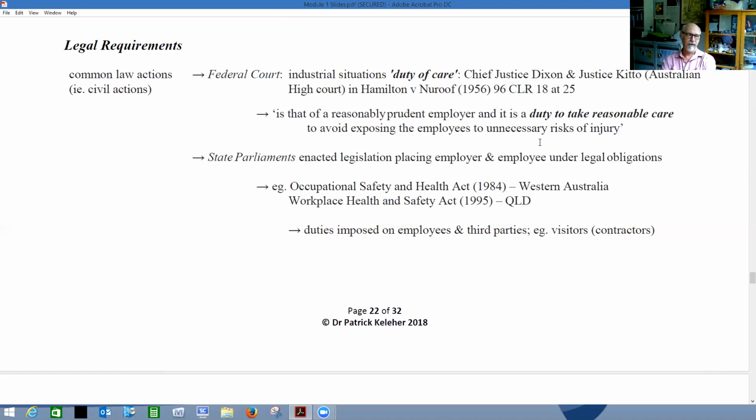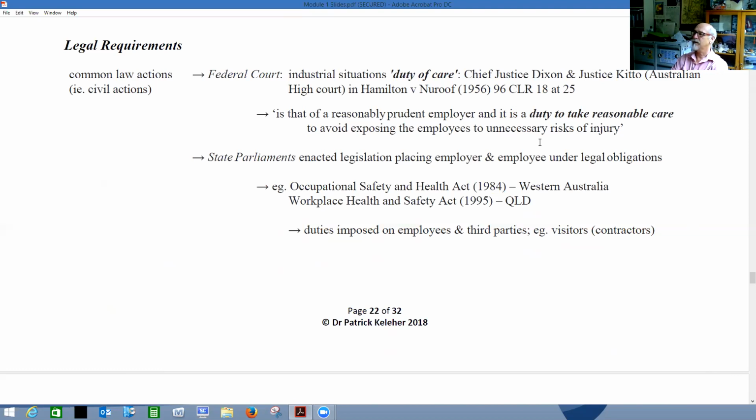Now, again, in Australia, we obviously live under federal and state law, so state parliaments also enacted legislation in keeping, to keep the employer and employee safe, and they are a legal obligation. So in Western Australia, there's the Occupational Safety and Health Act of 1984, the Workplace Health and Safety Act of Queensland, as you might imagine, New South Wales, Victoria, South Australia, Northern Territory, all similar things, but just to give you some examples. So maintenance is important in ensuring safety as well.